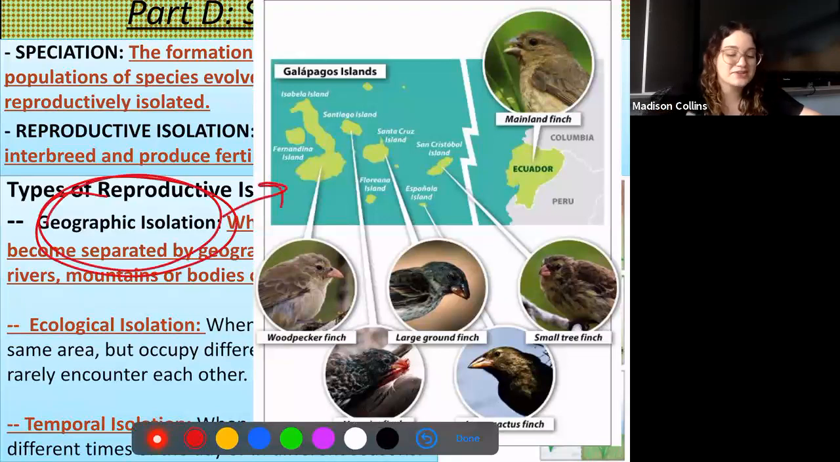Each of these islands is completely separated by bodies of water. So these birds are not interacting with each other. They're not going to cross that ocean to go say hey. And if they do, they're not going to recognize each other because they are entirely different species at this point. You can see that they've evolved differently, right? These birds, because they are so different, cannot reproduce with each other, right? They are entirely different species of finch.